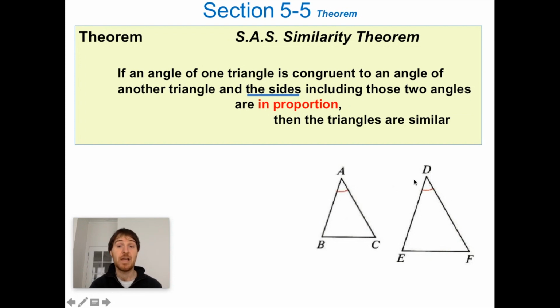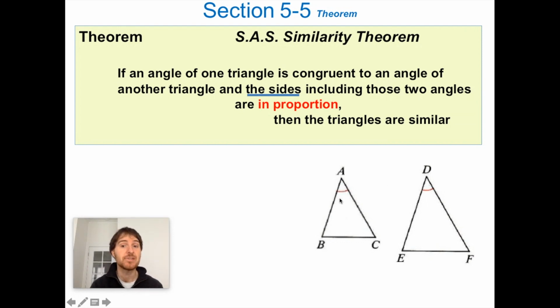So it turns out we just need one of these angles to be congruent, because if we knew stuff about their sides, we'd be able to deduce that yes, they'd have to be similar, okay? So their sides here would have to be in proportion. So this angle and this is angle D right here, they're congruent to one another. The sides that include angle A and angle D are these here, AB and AC include angle A.